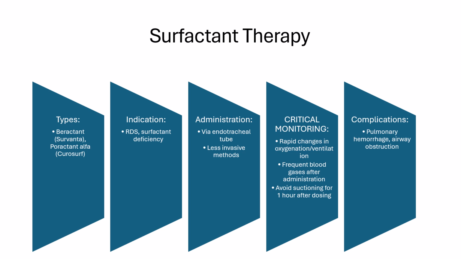A key practice point: avoid suctioning for at least 1 hour after dosing to prevent removing the administered surfactant. Potential complications include pulmonary hemorrhage and transient airway obstruction. The dosing, timing, and number of doses vary by product and clinical situation, but the principle remains the same: replacing deficient natural surfactant to reduce surface tension in the alveoli.